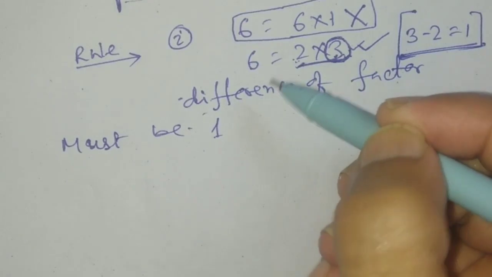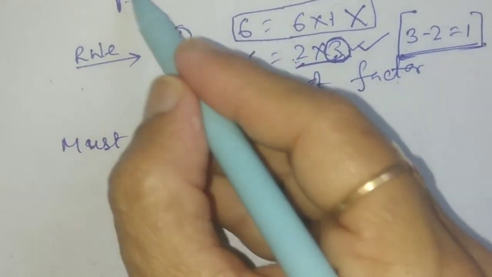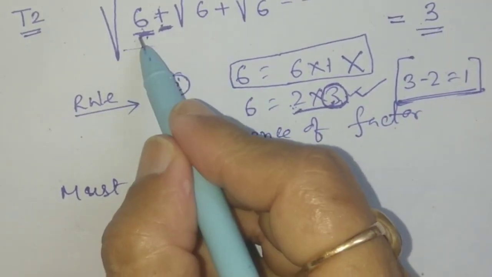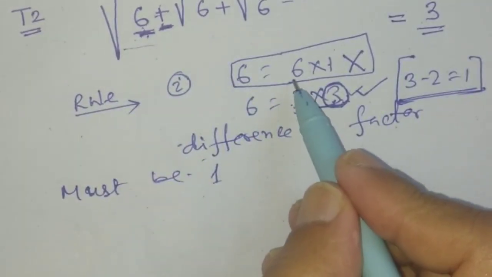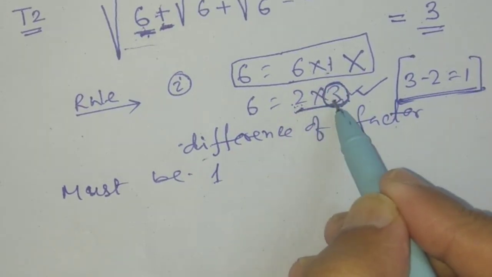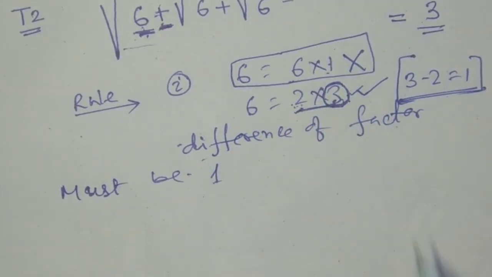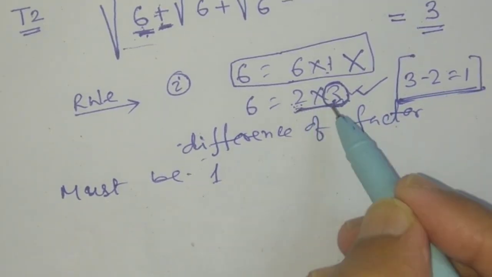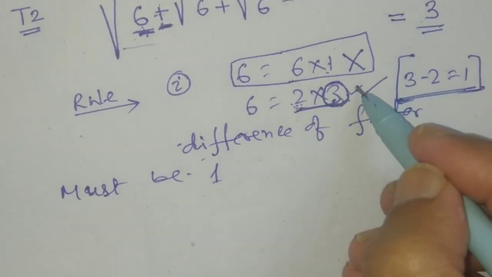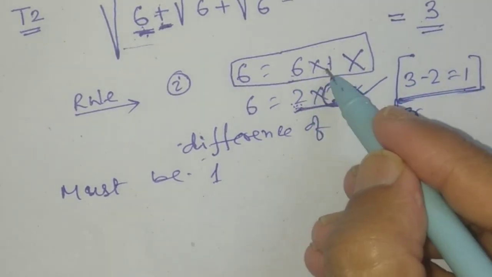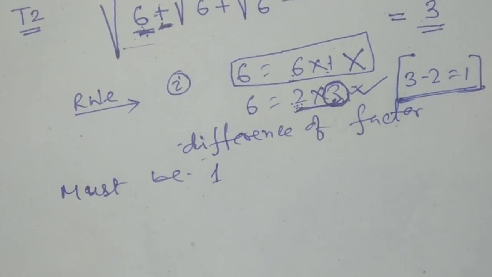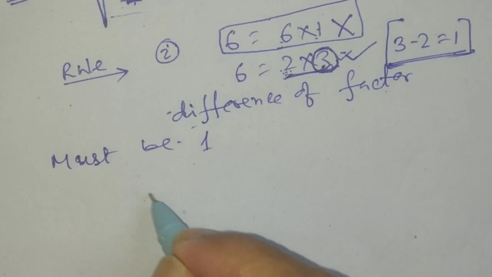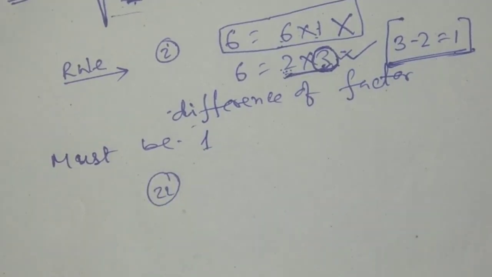Are you getting me clearly? First, factorize this number. We can get 6 into 1 or 2 into 3. So consider only those factors whose difference is only 1, because 3 minus 2 is equal to 1. So we will consider this factor, and 6 into 1 is rejected. This is the first rule. And what is the second rule?